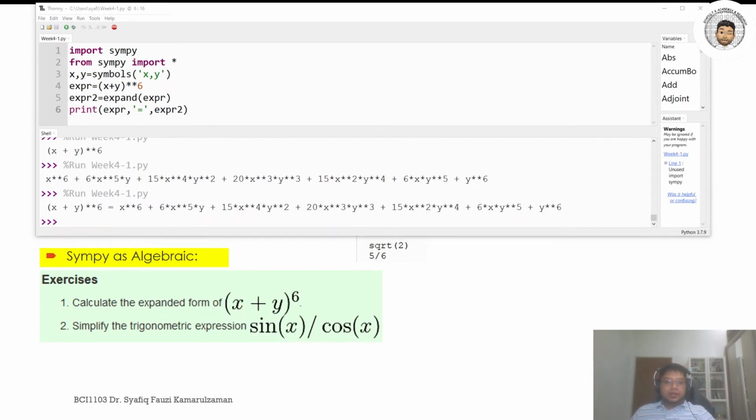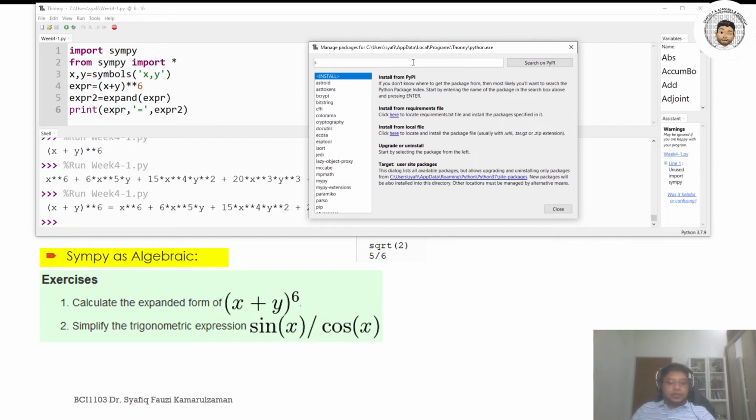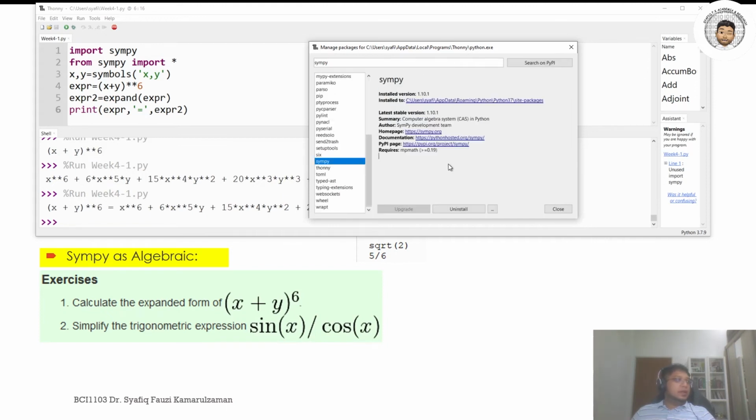Downloading SymPy is easy. You go to Thonny here, tools, manage packages. Then you get this window and search for SymPy. So you search for SymPy, you get SymPy here, and then you just install. I already installed, so I have the uninstall command. If you haven't installed, you get install here. So install it now. So download directly from Thonny. No need to go to any website. So please do number 2 right now.